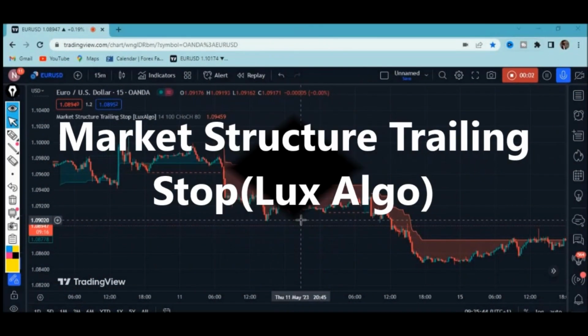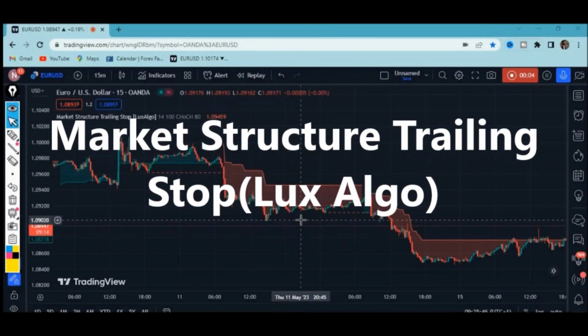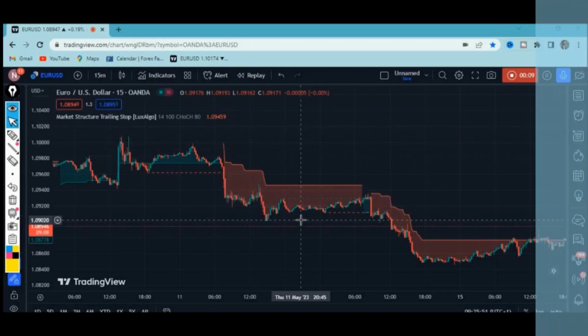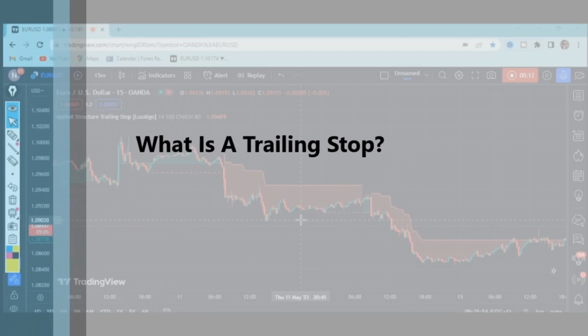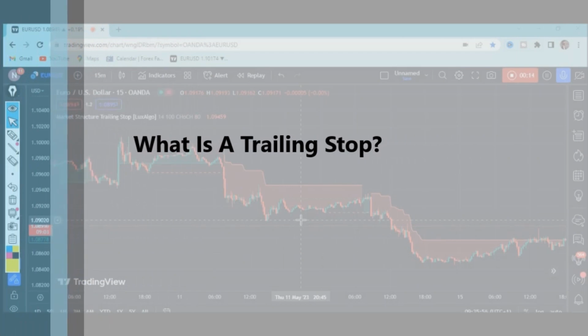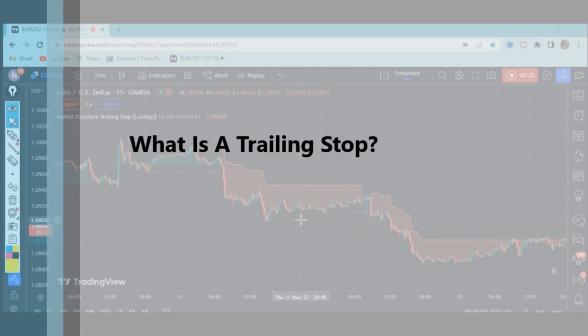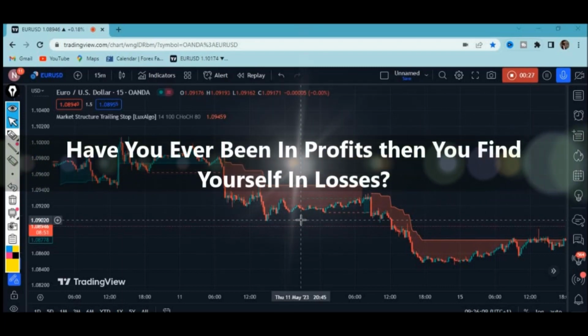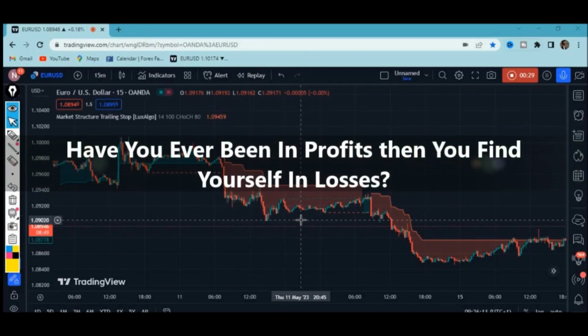I want us to look at this indicator by the name Market Structure Trailing Stop by LuxAlgo. This indicator is very, very important, and I know most of you ask yourself, how do I lock my profits? Because we all have this problem, especially beginners. You are in profits, yes, but when the market goes against you, you lose all your money. Or rather, you are in profits, then you are in losses. So people ask, how do I lock my profits?